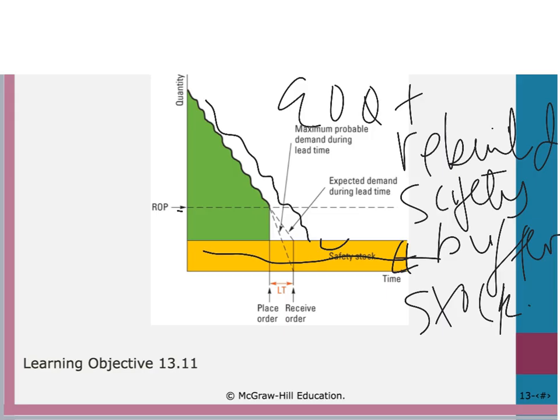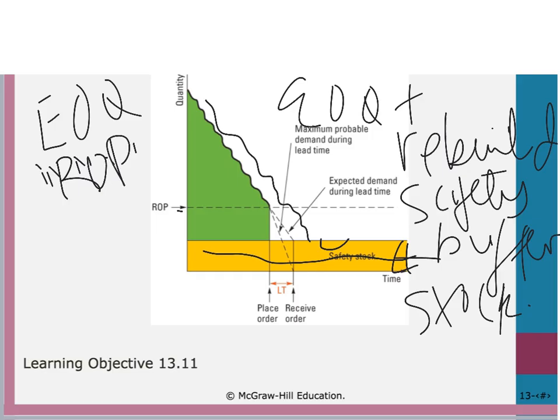So once again, you normally order your EOQ, that's your quantity. Your reorder point tells you when to place that order. The reorder point tells you when to place the order, and the safety stock is the buffer.